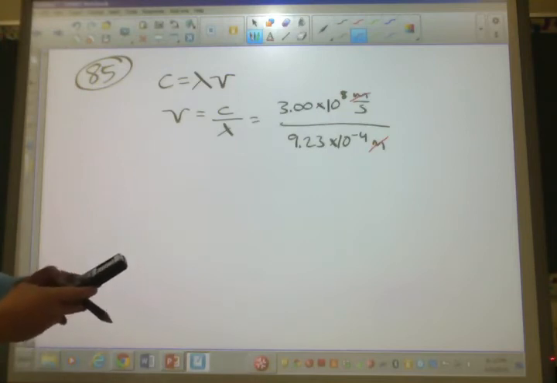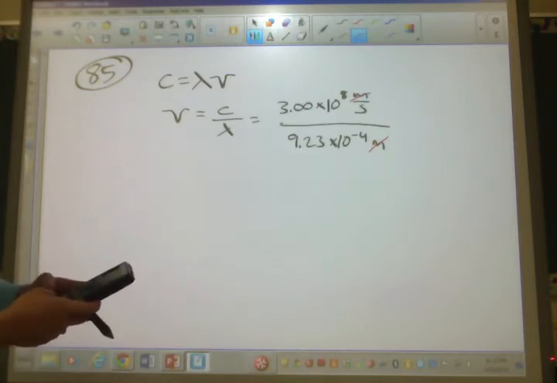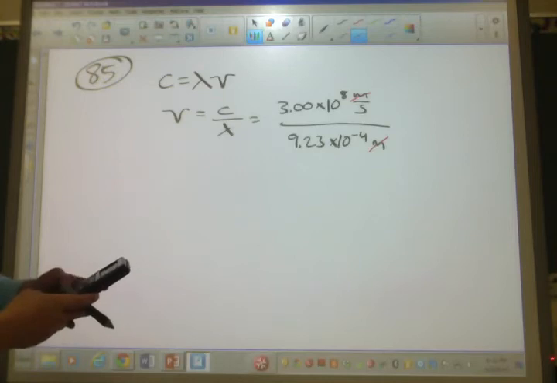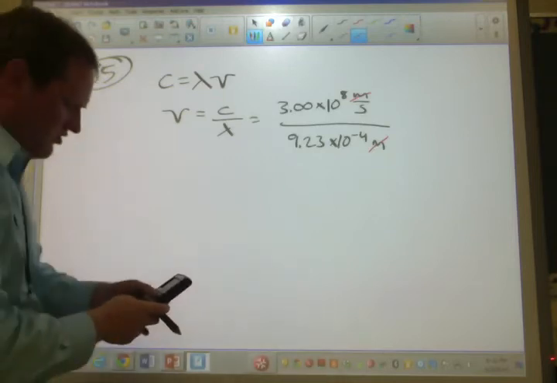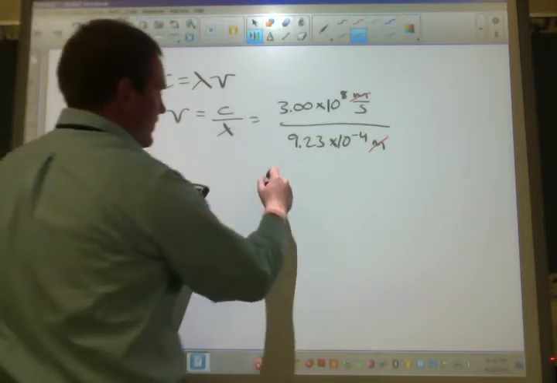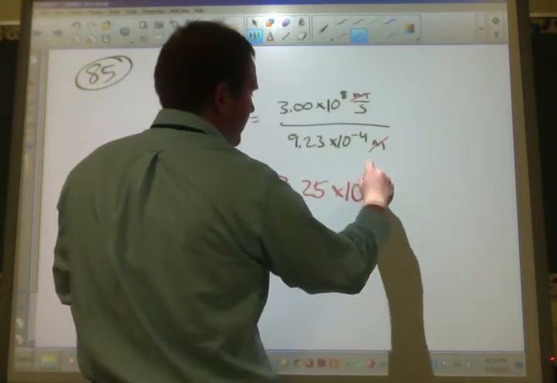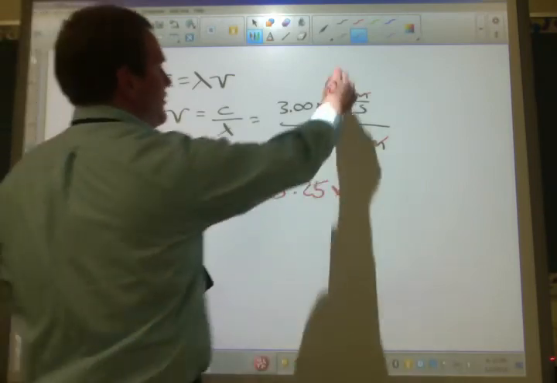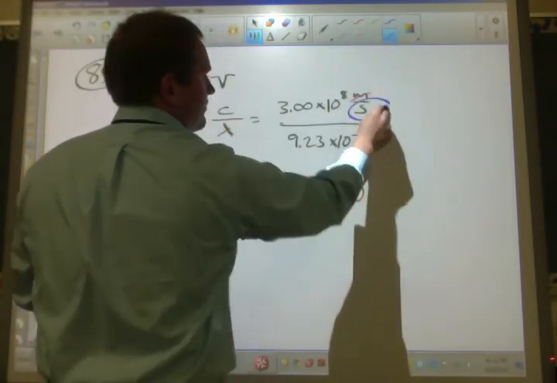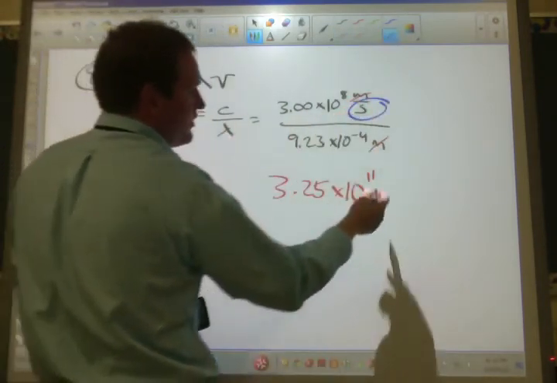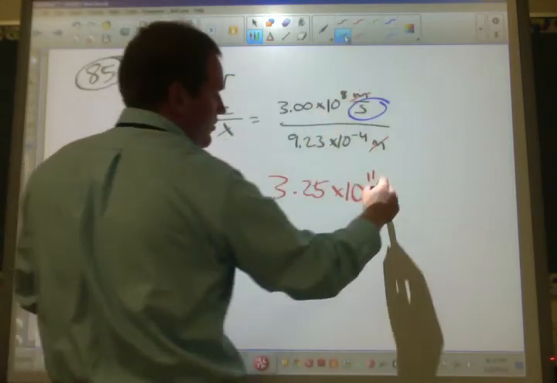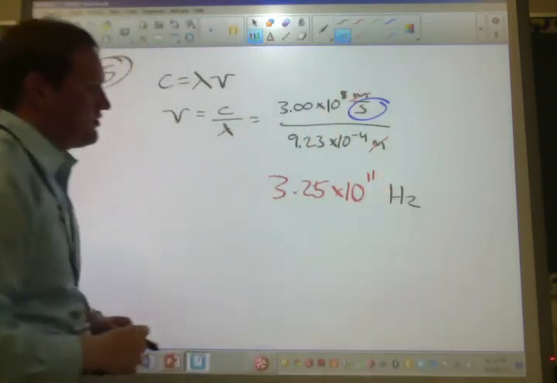So 3 times 10 to the 8th divided by 9.23 times 10 to the negative 4th. Make sure your parentheses are correct here. The answer I get is 3.25 times 10 to the 11th. And my unit here is s to the minus 1, which is like per second or hertz, Hz.